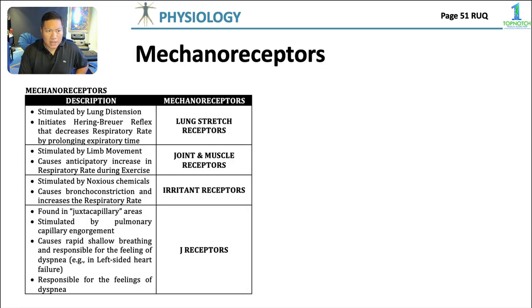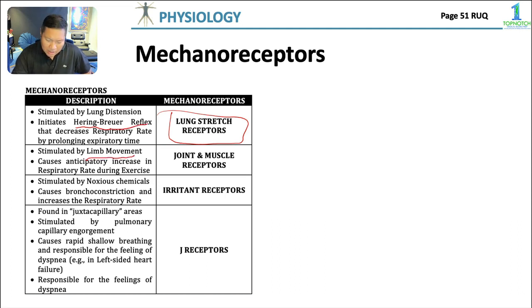Okay? Stimulated by lung distension, prevents overinflation of the lungs, prevents rupture of the lungs from overinflation. Those are your lung stretch receptors. The reflex to prevent overinflation of the lungs, we call that your Hering-Breuer reflex.